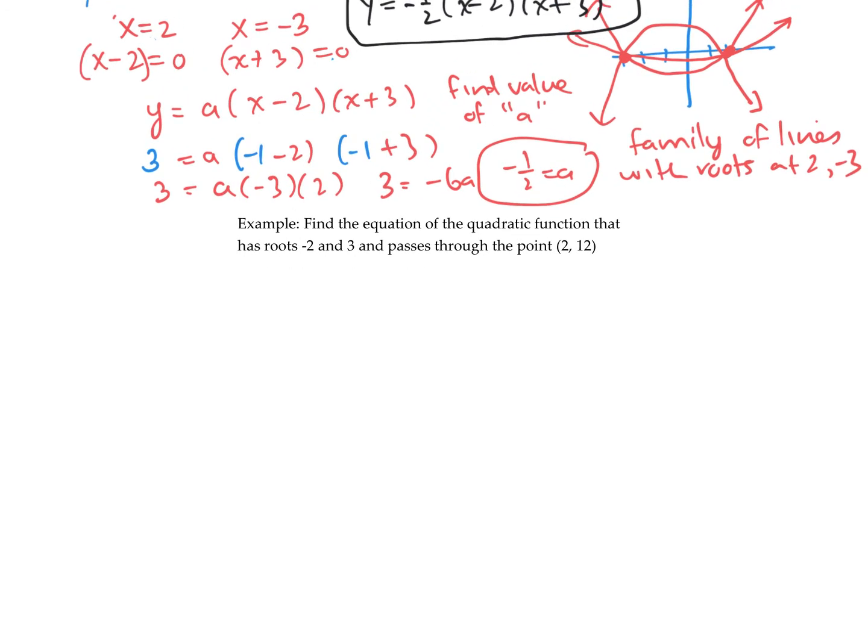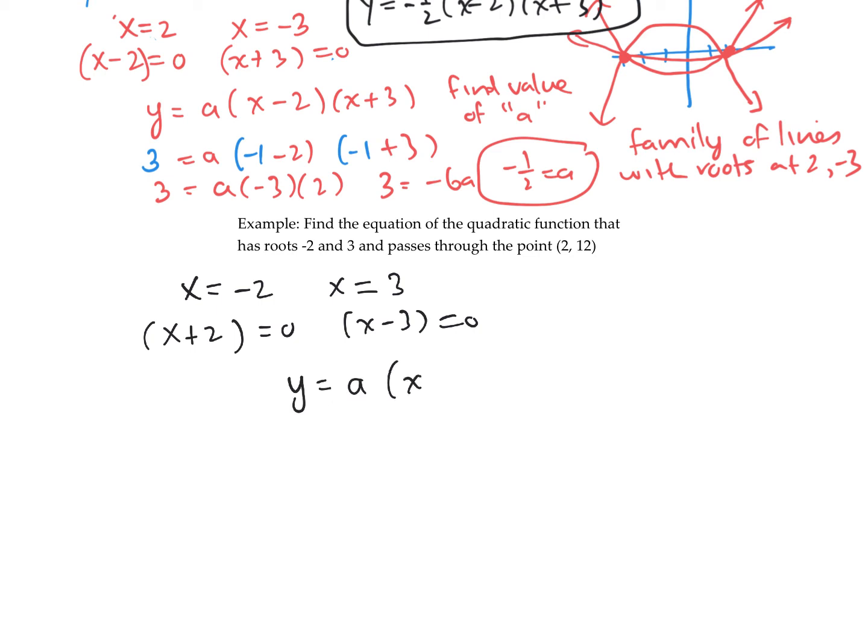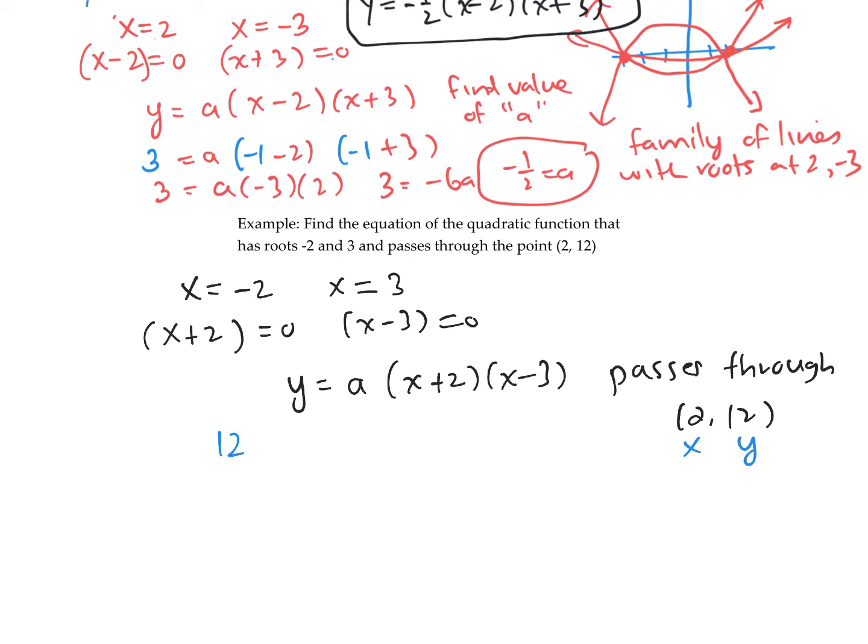Find the equation of the function that has roots -2 and 3. So let's find the factors by setting to 0. So y equals some stretch, x plus 2, x minus 3. It passes through the point 2, 12. So this is a value for x and a value for y. So we'll put 12 in for y. And then we'll put 2 in for the x.